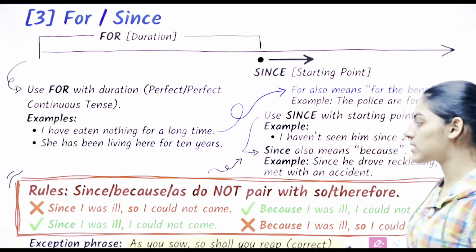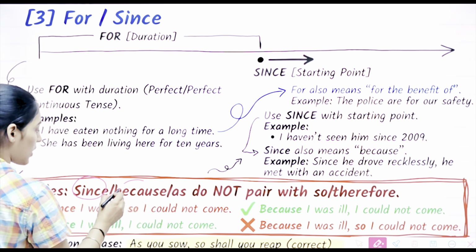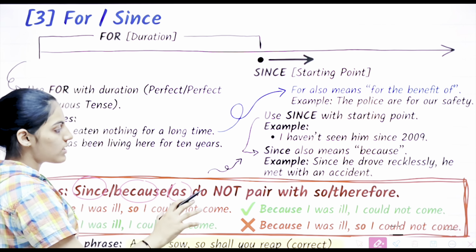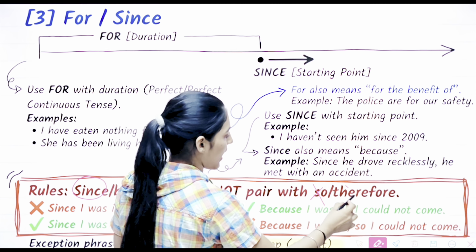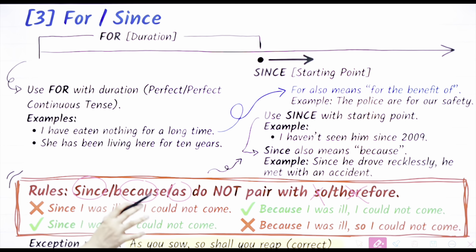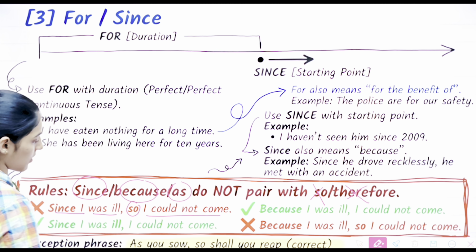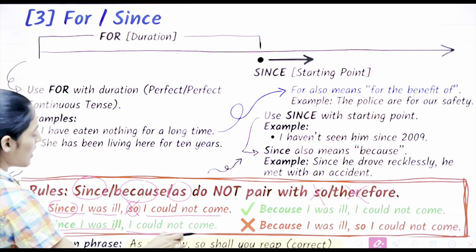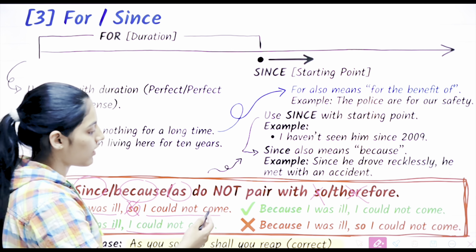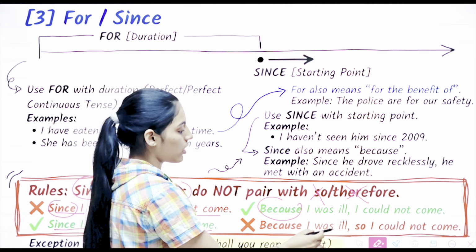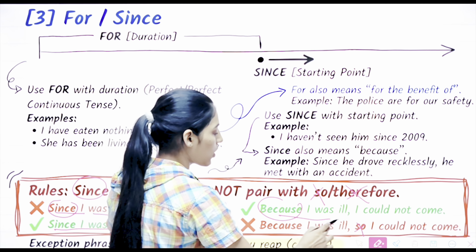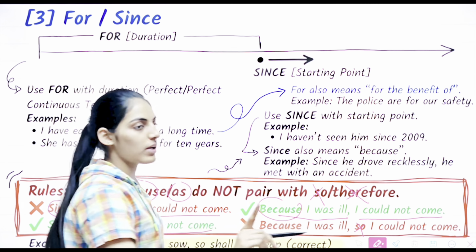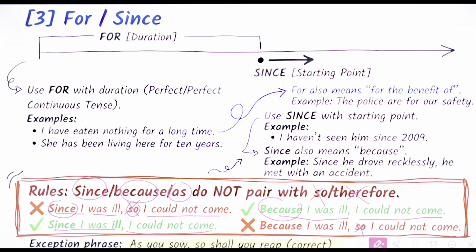Now here we have some rules. Since, because, as. Along with them we will not pair so and therefore. That becomes incorrect. For example, since I was ill, so I couldn't come. So we cannot use so along with since. Instead of saying that directly, we will say since I was ill, I couldn't come. All right, second we have because. We will not use so directly. We will say because I was ill, I couldn't come. This is very important. Many of the students forgot this during the exam.